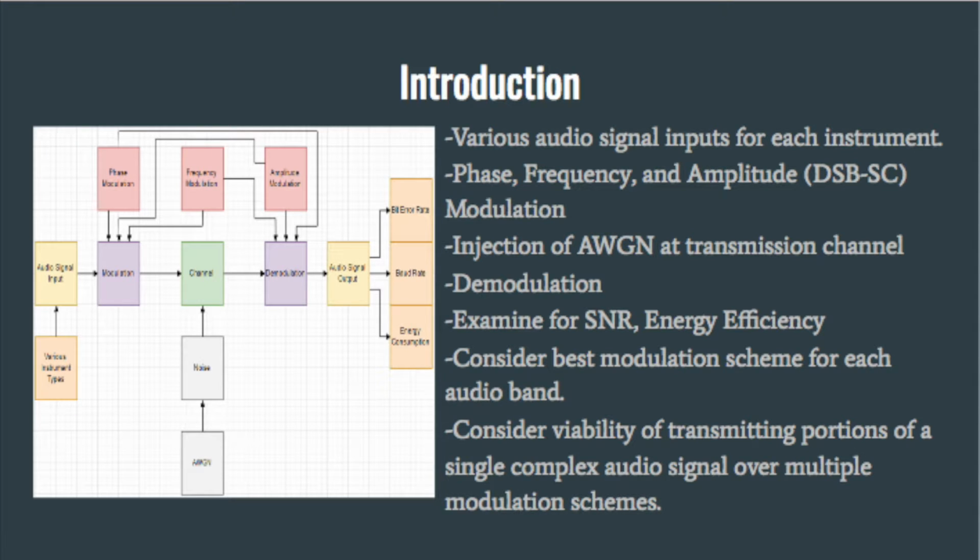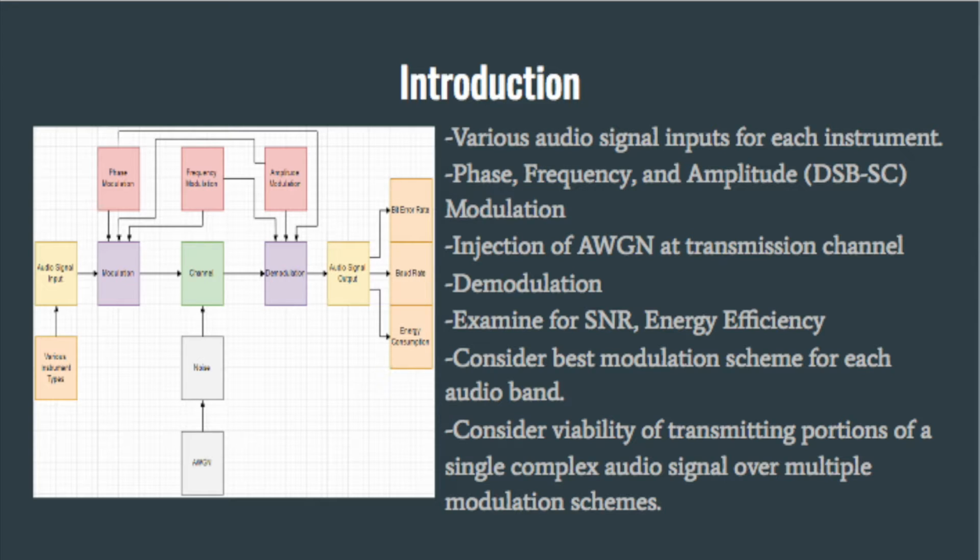In such a scheme, a single complex audio signal which contains multiple instruments could be divided into separate audio bands via filtering, and each audio band could be transmitted separately on its most efficient modulation scheme. To verify this, a combined audio signal could be used rather than a single instrument. Filtering could then be simulated on that audio signal in order to separate the various instruments.